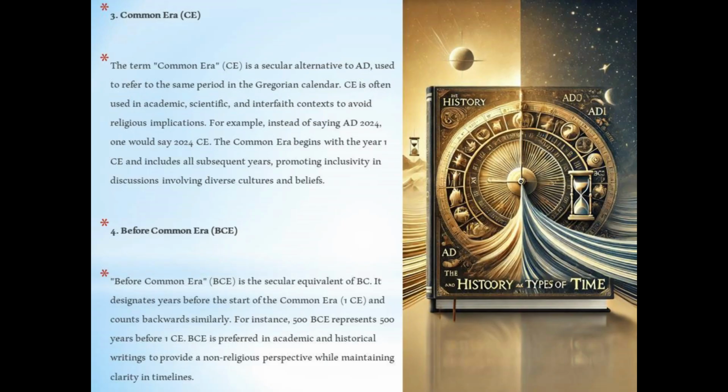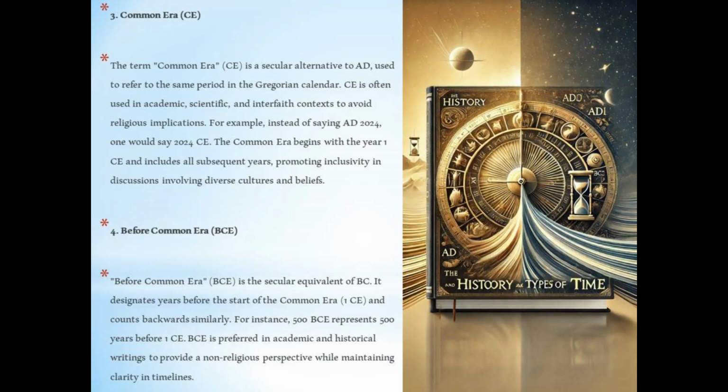Number 3, Common Era, CE. The term Common Era, CE, is a secular alternative to AD, used to refer to the same period in the Gregorian calendar. CE is often used in academic, scientific, and interfaith contexts to avoid religious implications. For example, instead of saying AD 2024, one would say 2024 CE. The Common Era begins with the year 1 CE and includes all subsequent years, promoting inclusivity in discussions involving diverse cultures and beliefs.